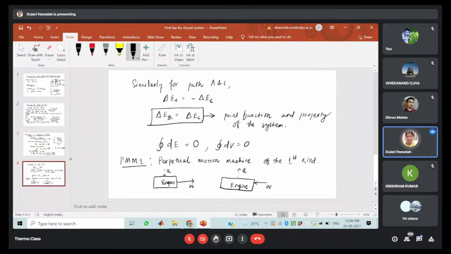Then we have discussed the PMM1 type of machine. Okay, so which is the impossible engine or fictitious engine, जहाँ पे आपका continuously work दे रहा है without consumption of any other form of energy. Okay, so in this case there is a continuous consumption of work or energy without any appearance of other forms of energy. Okay, so that is your PMM1 type of engine.